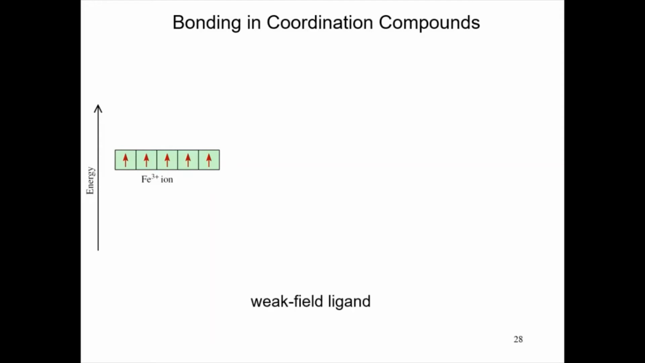Okay, let's see what happens if I put iron 3 in a complex with a weak field ligand. Remember, a weak field ligand produces a very small crystal field splitting, like that. So a sample of a weak field ligand would be, let's say, the bromide, the chloride, the fluoride ion, one of those. So let's say that we're having an iron and fluoride complex.